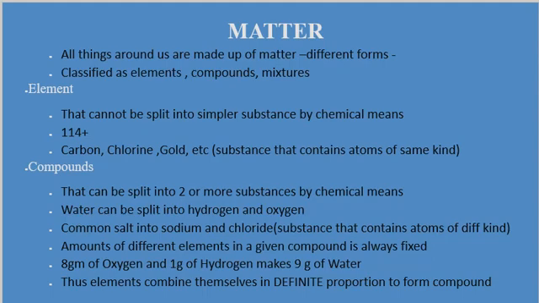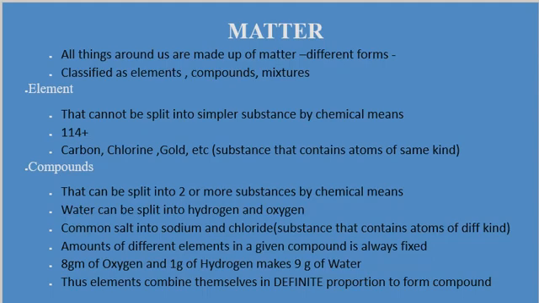Elements are substances that contain atoms of the same kind. That is why they cannot be split further. If there are atoms of different kinds, it can be split into atom A and atom B. Elements cannot be split further into simpler substances. Compounds. Compounds are those that can be split into two or more substances by chemical means.